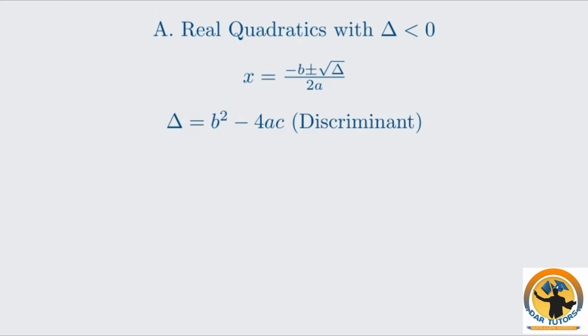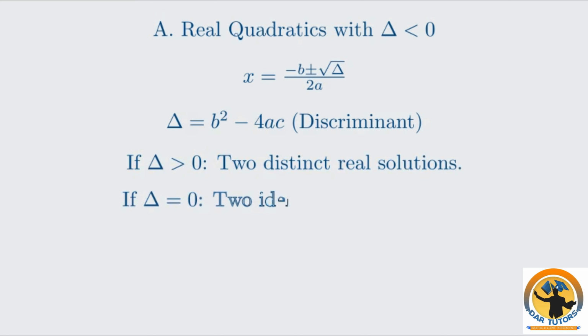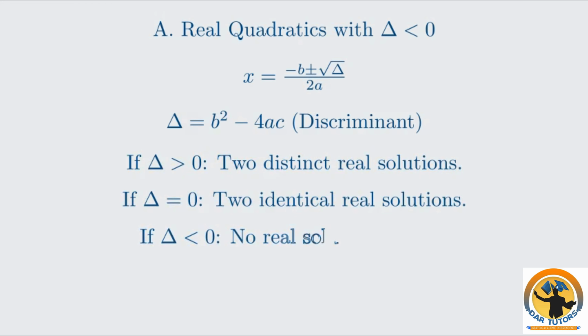The value of the discriminant tells us about the nature of the solutions. If the discriminant is positive, we get two distinct real solutions. If it's 0, we get two identical real solutions. But what happens if the discriminant is negative? In the realm of real numbers, we say there are no real solutions, because you cannot take the square root of a negative number. This is where imaginary numbers come in.